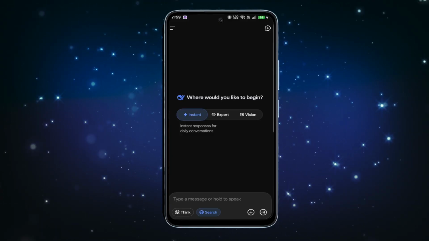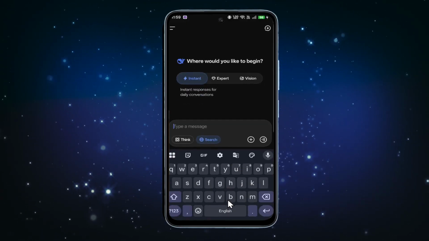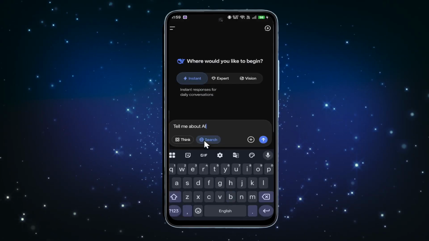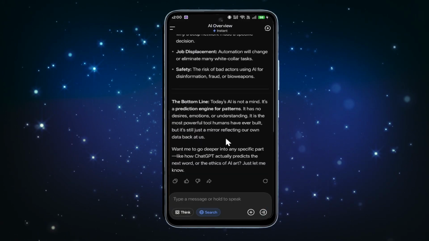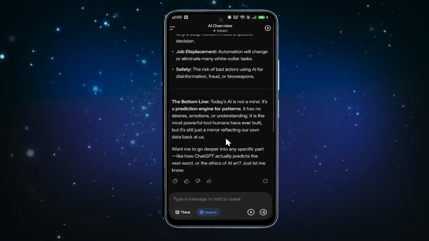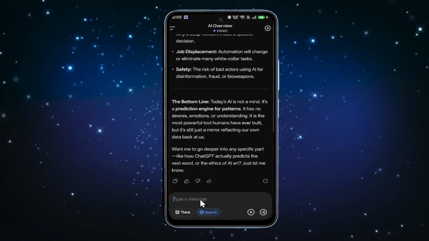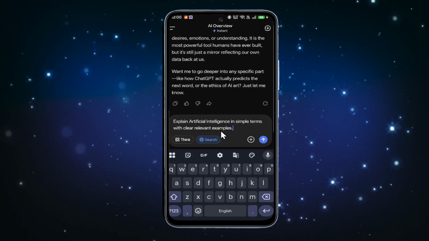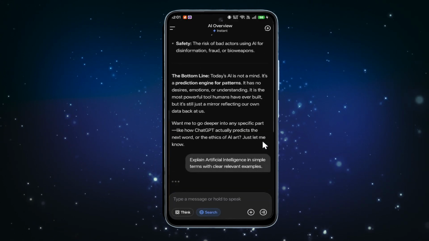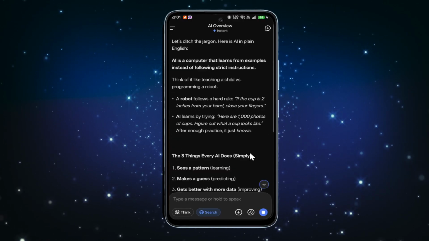The first rule of prompt engineering is to be as specific as possible. If we ask a general question, such as "tell me about AI," then you will get a generic response that might be hard for you to understand or use in your appropriate context. Instead of this, a better prompt would be "explain artificial intelligence in simple terms with clear, relevant examples." Now, if we become more specific with our question, the answer that we get back will also be a lot better.